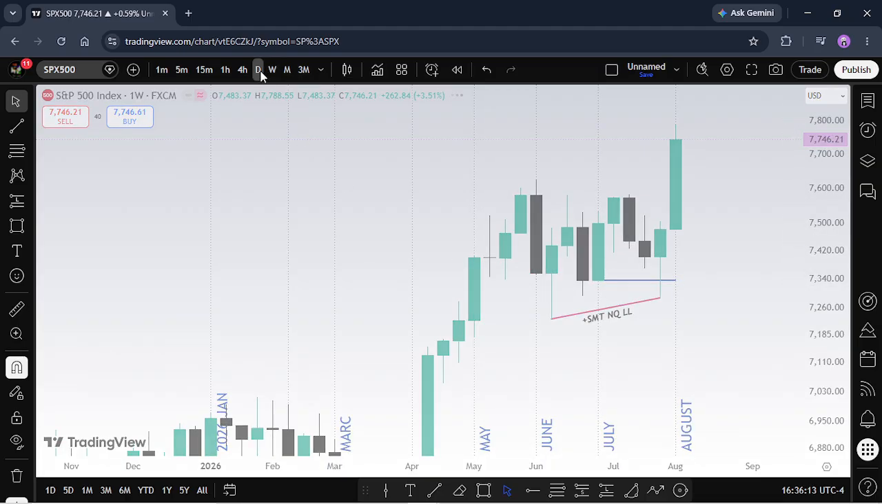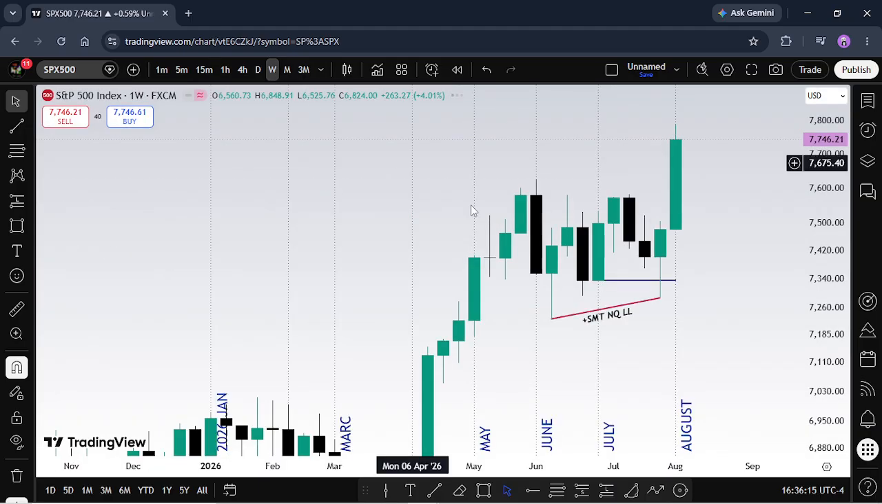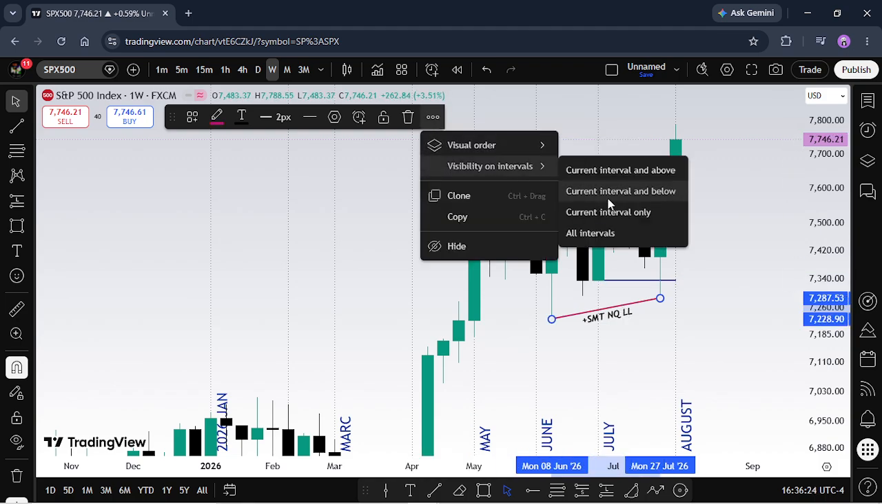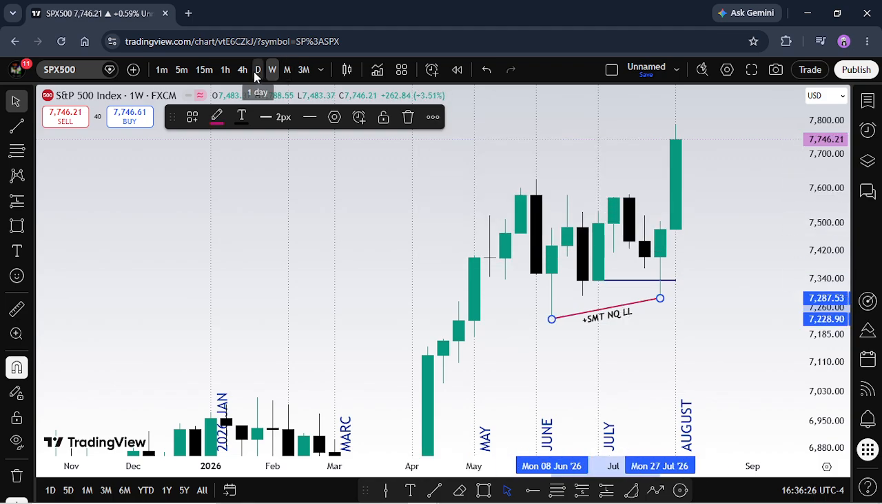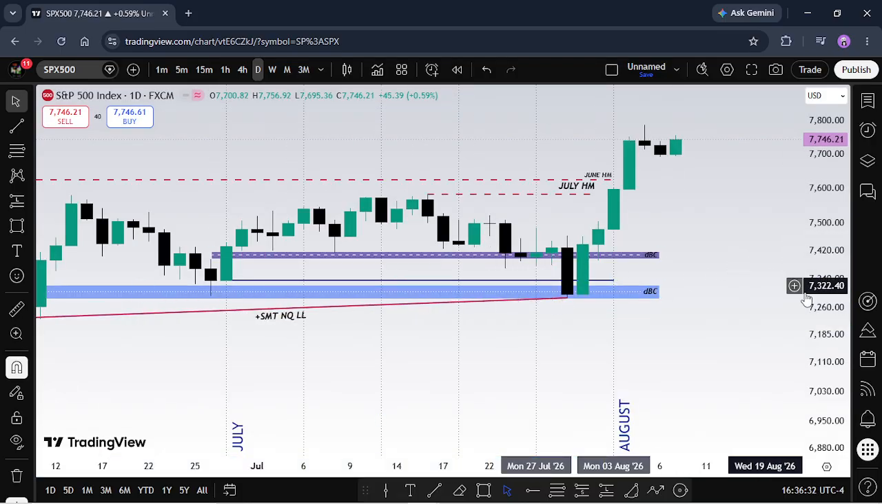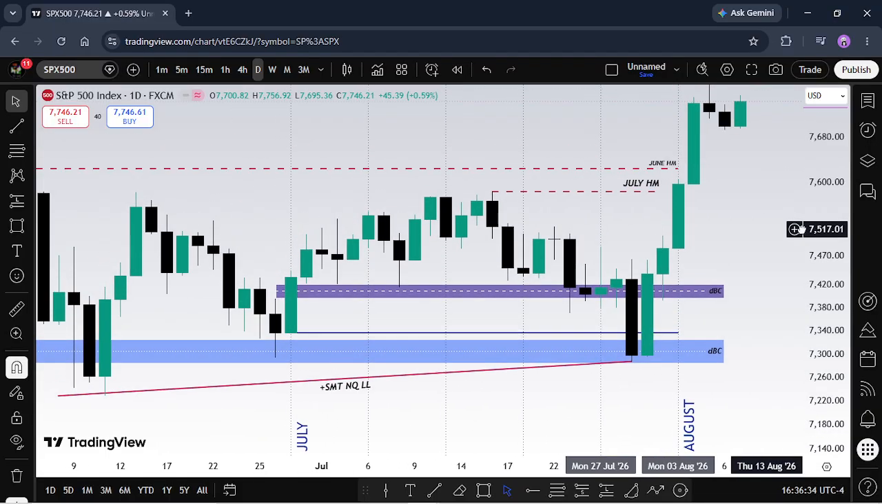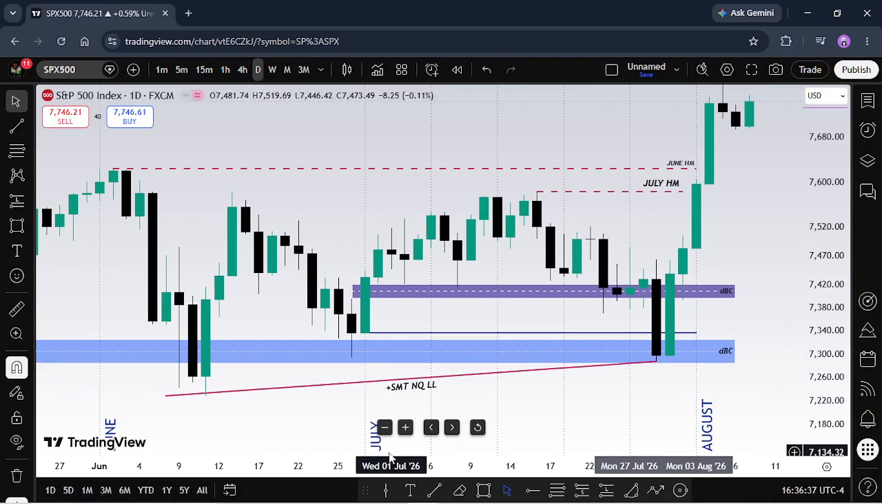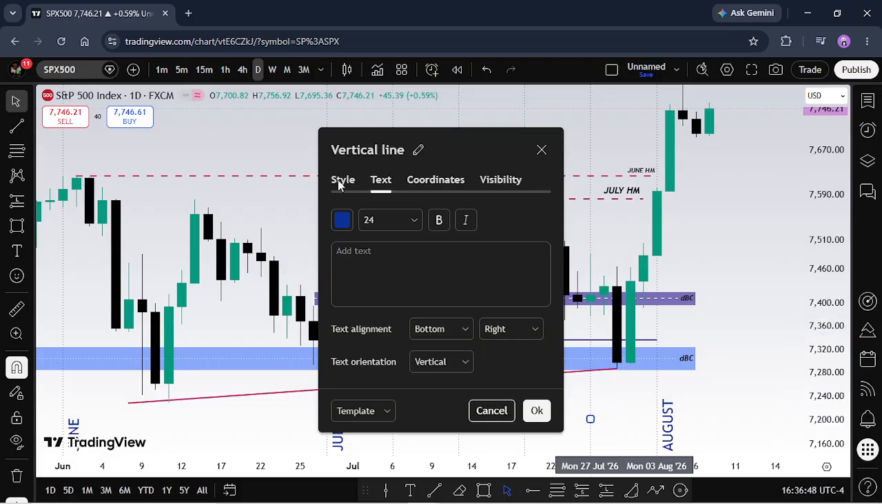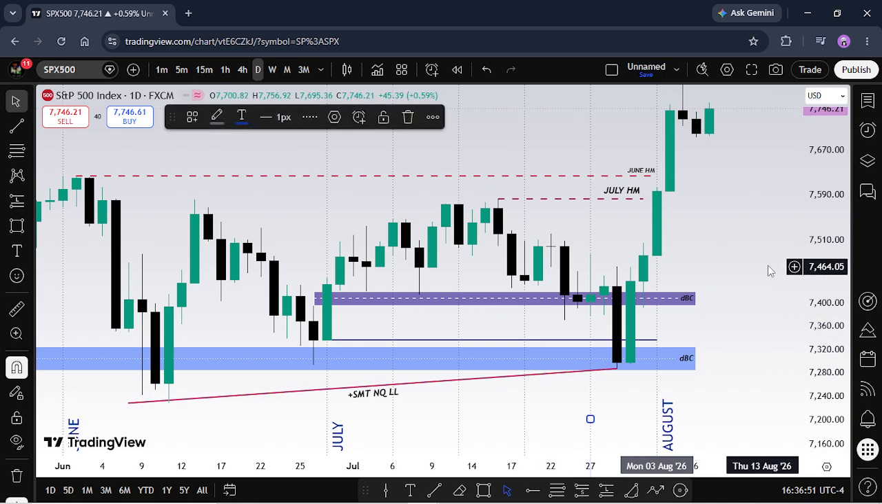Right, let's look at the daily time frame. I want this to show current and below. Yeah. So here's this. Okay. So price took July low, and then moved up. Yeah. Still in July. Let's remove that. I don't want to see the time.